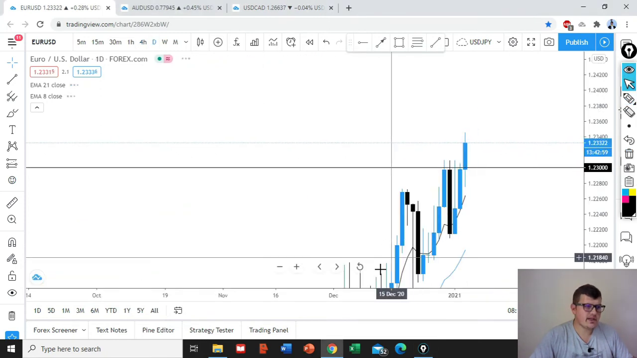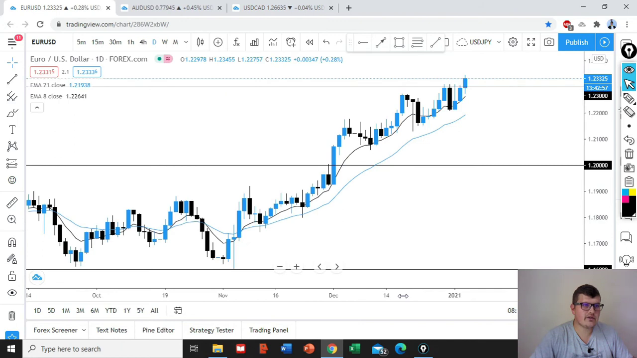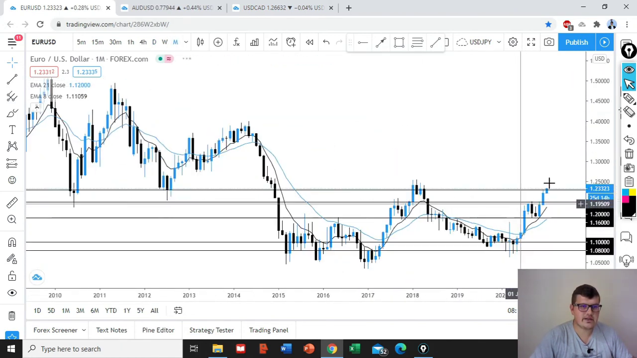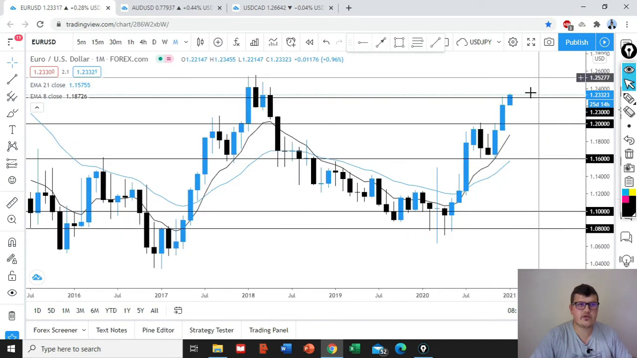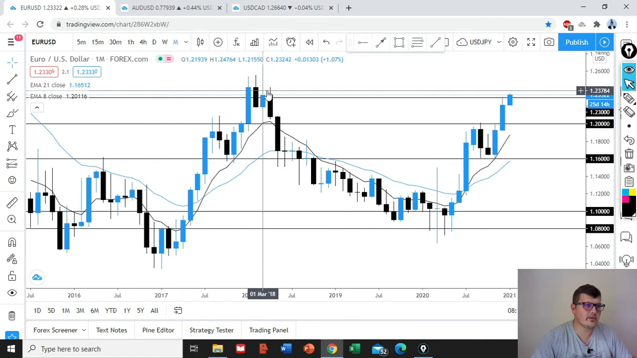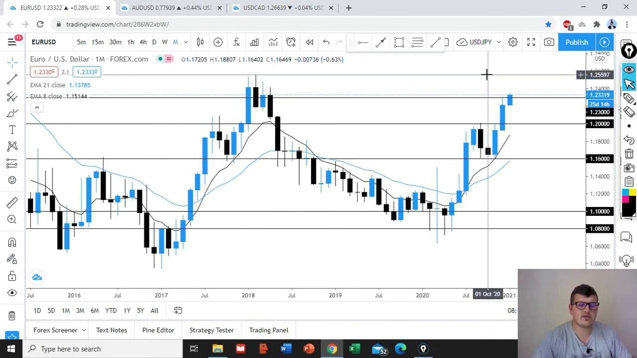You can also see, let's just zoom back out a bit. Let's go to a monthly time frame, and you can see the 1.24 psychological level was last hit about 2 years ago. So that is also a very good area to be aware of.